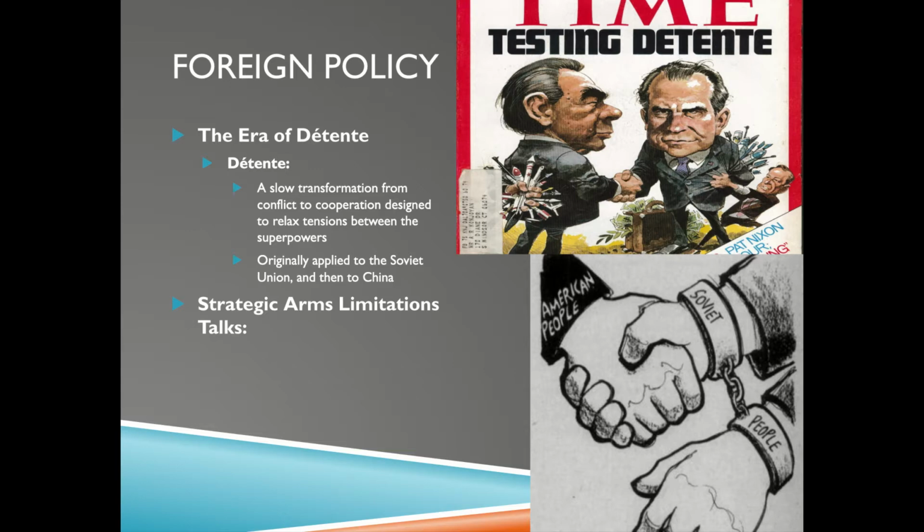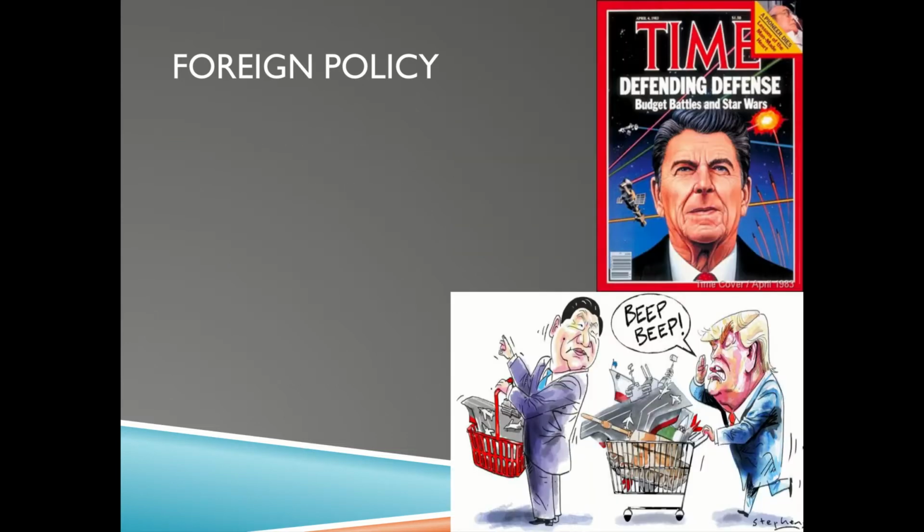He's the first U.S. president to visit China, and starts opening up trade to China and things like that, which then will lead to strategic arms limitation talks. These are efforts to limit the growth of nuclear arms, where we're starting to sign treaties that will limit the amount and the types of nuclear weapons we can have, both in the Soviet Union and in the United States.